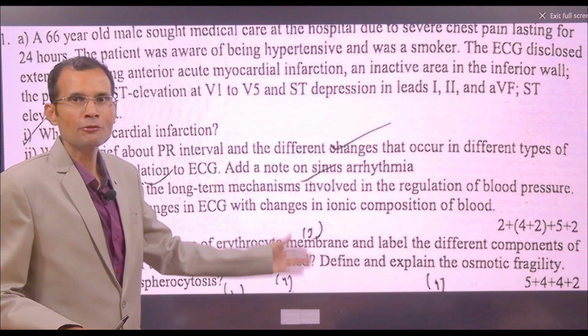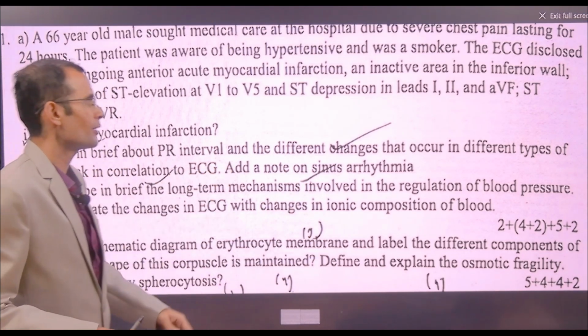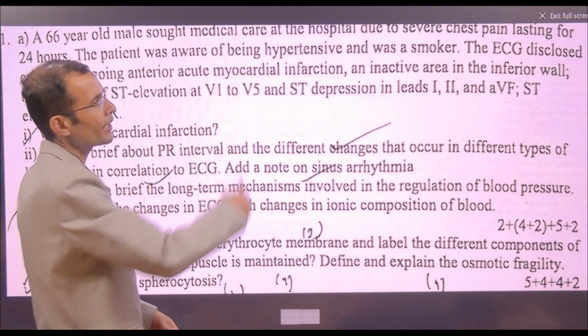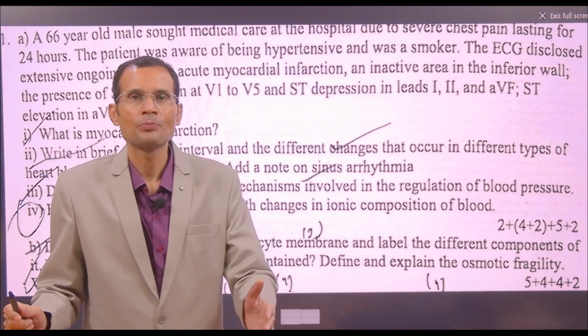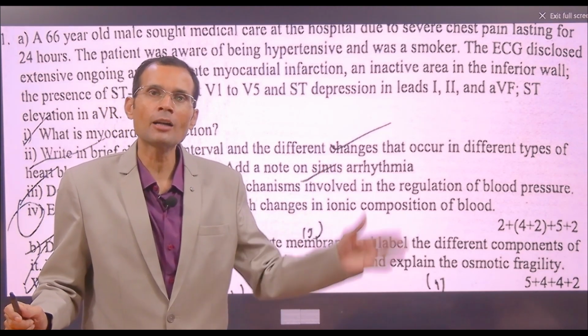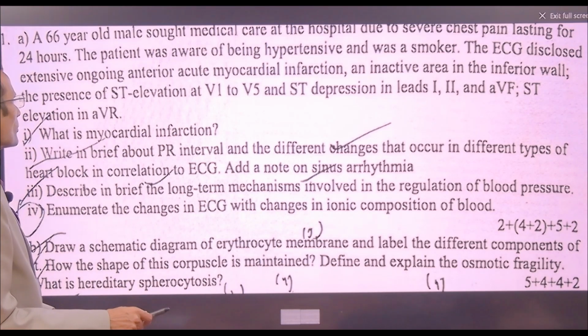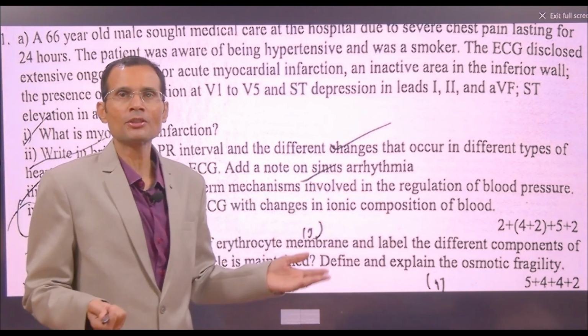Then the other questions were not even related. The second, third, fourth question. Like the second question is, write in brief about PR interval. Why would they ask PR interval? They could have asked the ST segment or whatever. But they are helping you. You must have read PR interval in the heart block, and therefore write about the PR interval. That's it. And long-term mechanisms involved in the regulation of blood pressure.